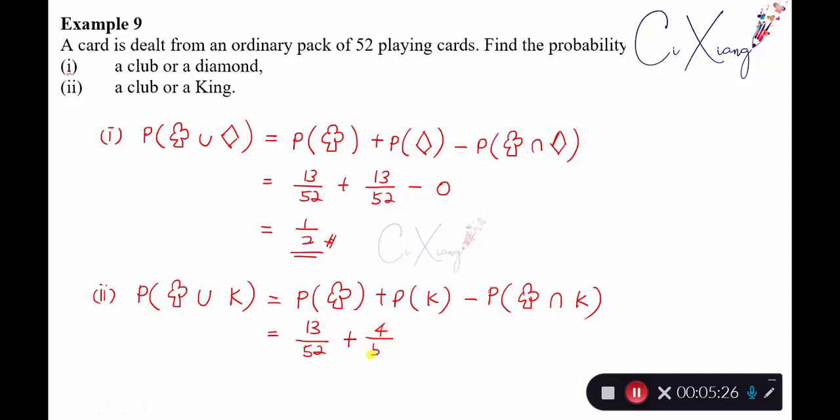So 4 over 52, and minus club intersect with king. Club is the suit, king is the picture card. You will realize that there is one card that is both a club and a king. So you have 1 over 52. So what do you get? You'll get 4 over 13.